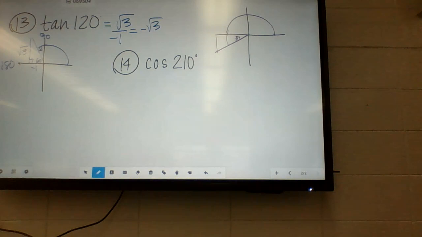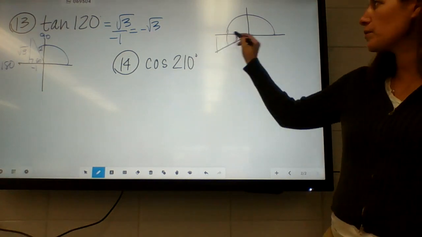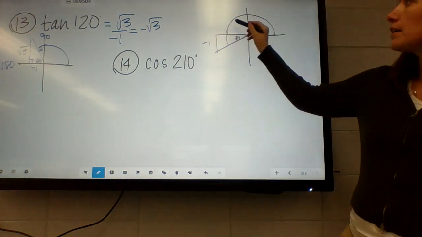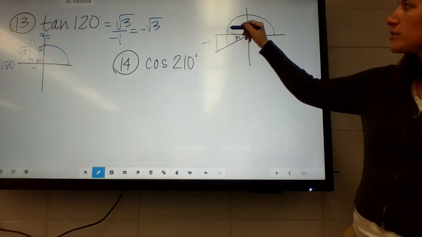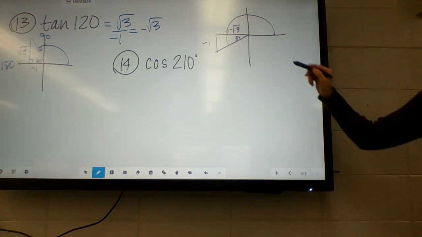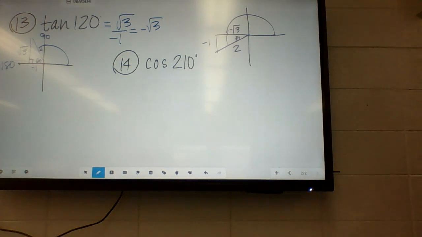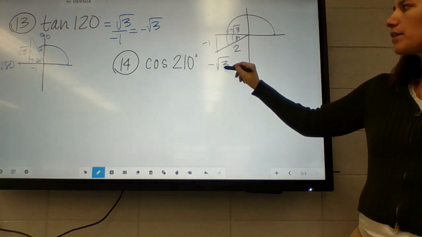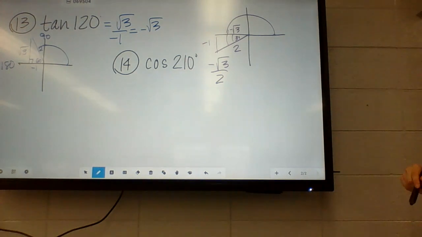So again, I'm going to label it just like I typically would. So across from the 30 is a 1, but since I went down, it's negative 1. The side across from the 60 is going to be a negative square root of 3 because I went left. And the hypotenuse is just always positive. So cosine is adjacent over hypotenuse. So from this 30 degrees, negative square root of 3, and then over 2. And that's simplified because it doesn't have a radical in the denominator.